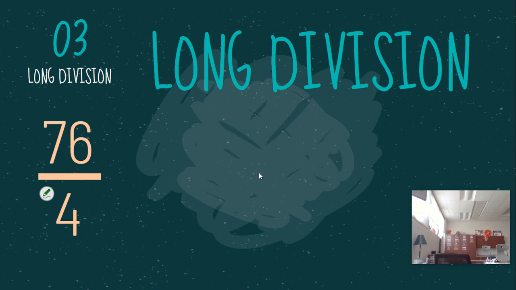Now, let's do another one on your own. 76 divided by 4. I want you to try this one on your own. Here's how you should set it up. 76 inside the house, 4 on the outside.